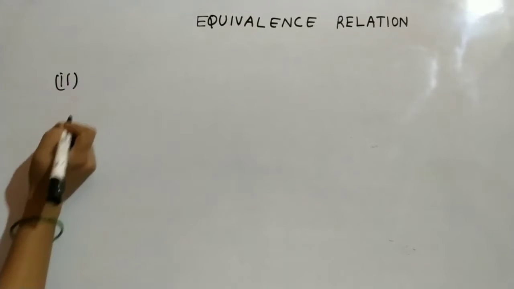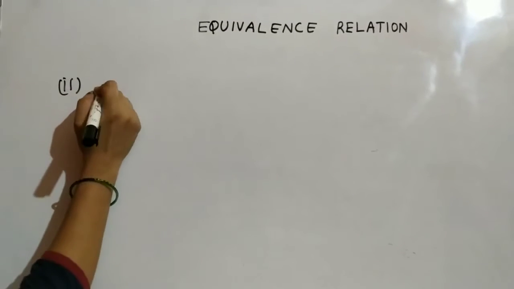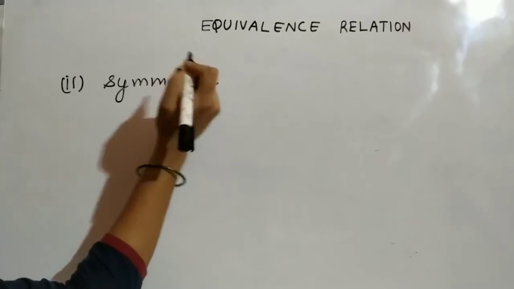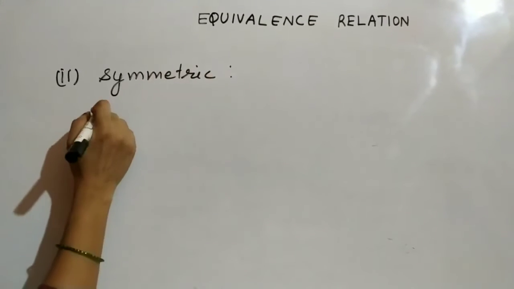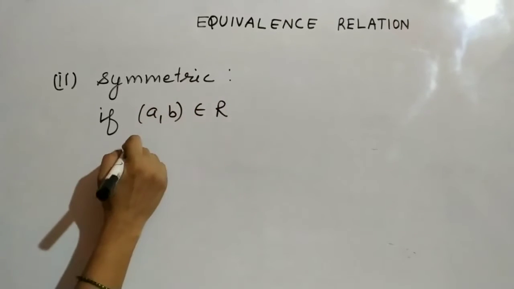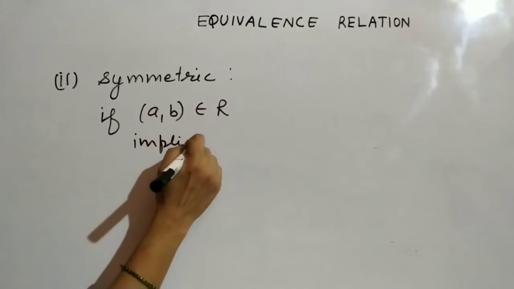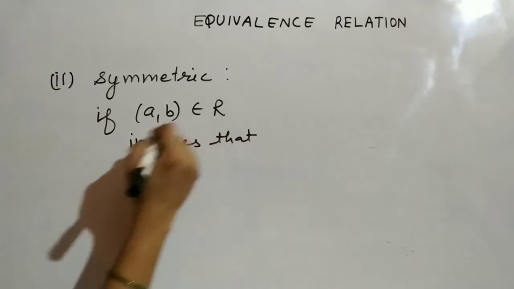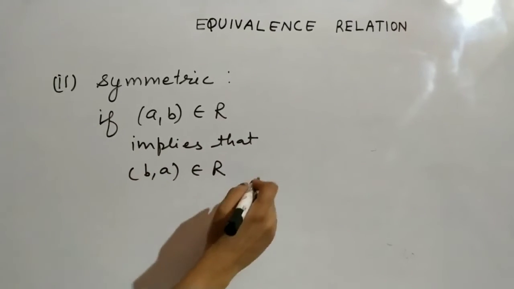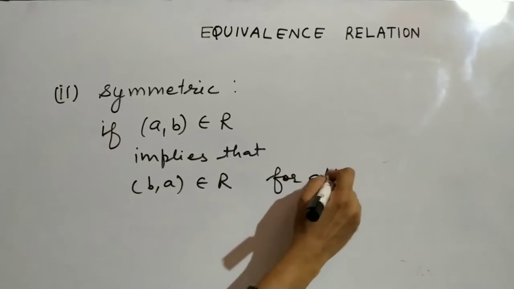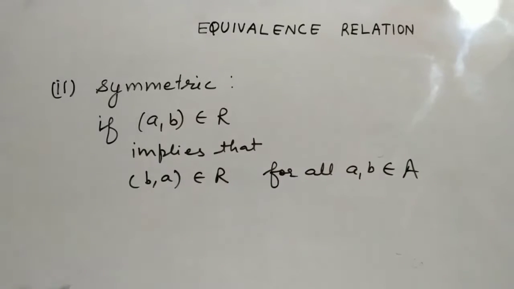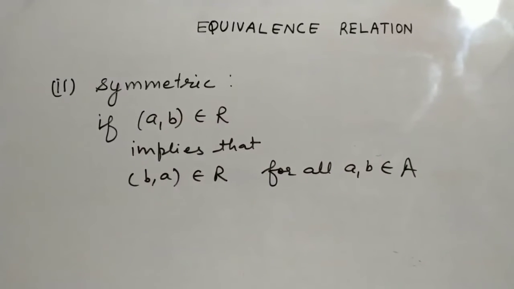Number two, it should be symmetric, means if a, b belongs to R implies that b, a belongs to R for all a, b belongs to given set capital A.